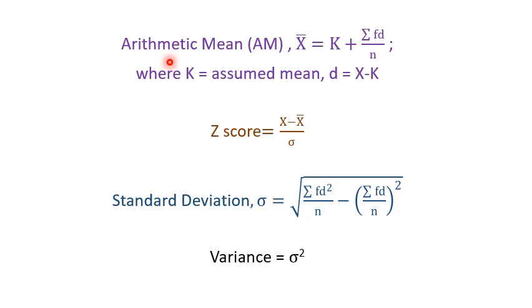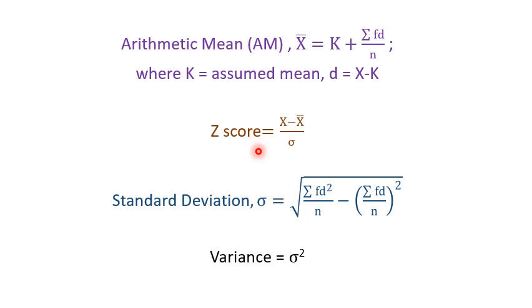First we have to calculate the arithmetic mean. Arithmetic mean, that is x bar, equal to k plus summation fd divided by n, where n is the sum of the frequencies and k is the assumed mean. Generally we assume the mid value of the given data, and we will see next in the question. And d is x minus k.